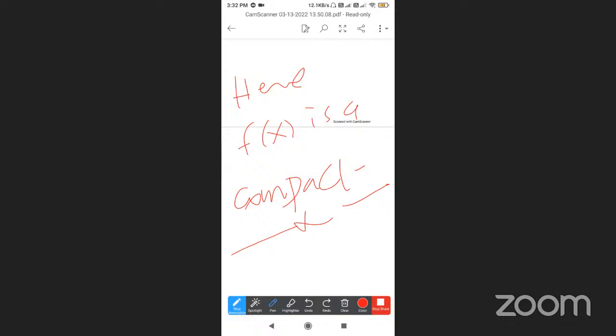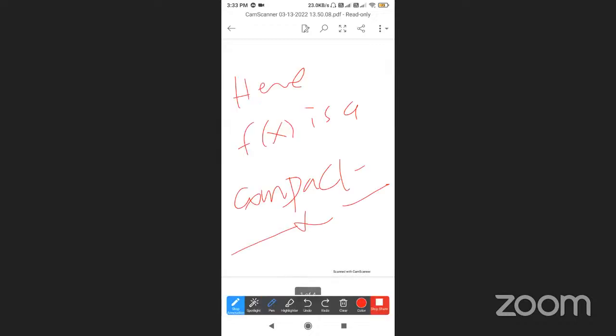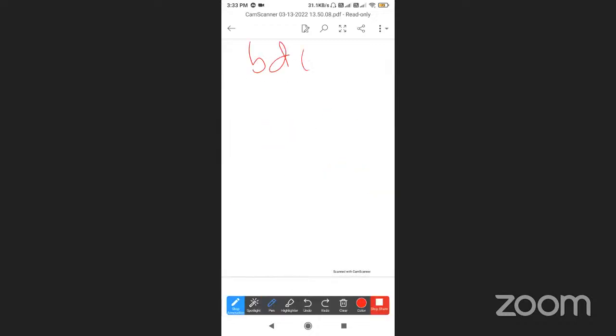We have to prove that f of x is continuous. Okay, compact, we have to prove. This is 5.3.1. We know the definition already, the bounded definition. So what is the bounded definition?